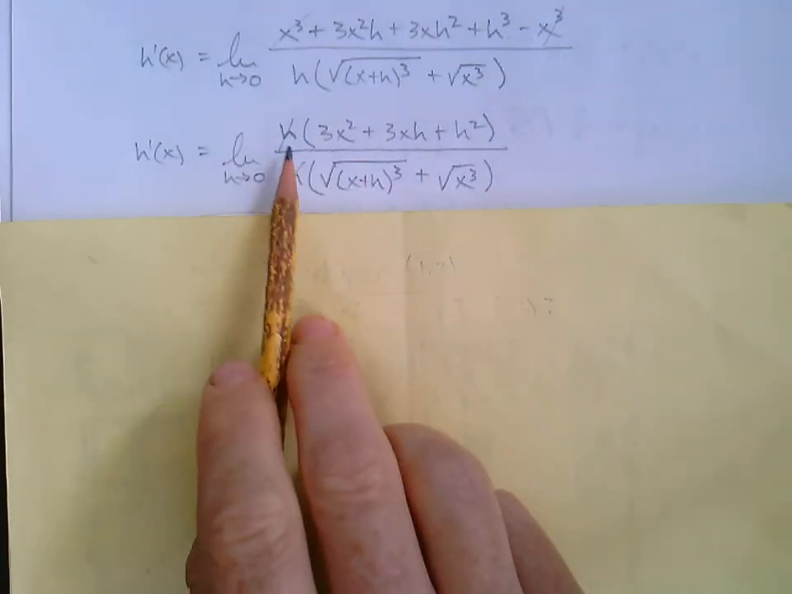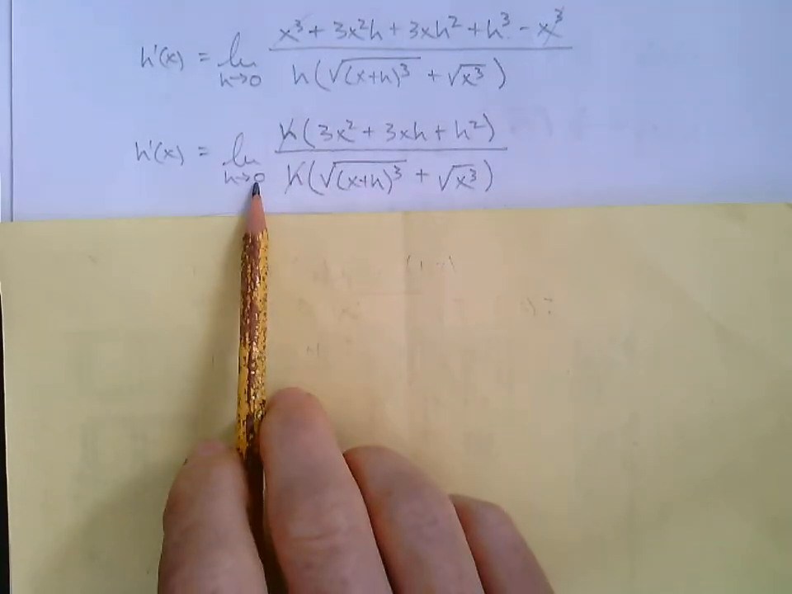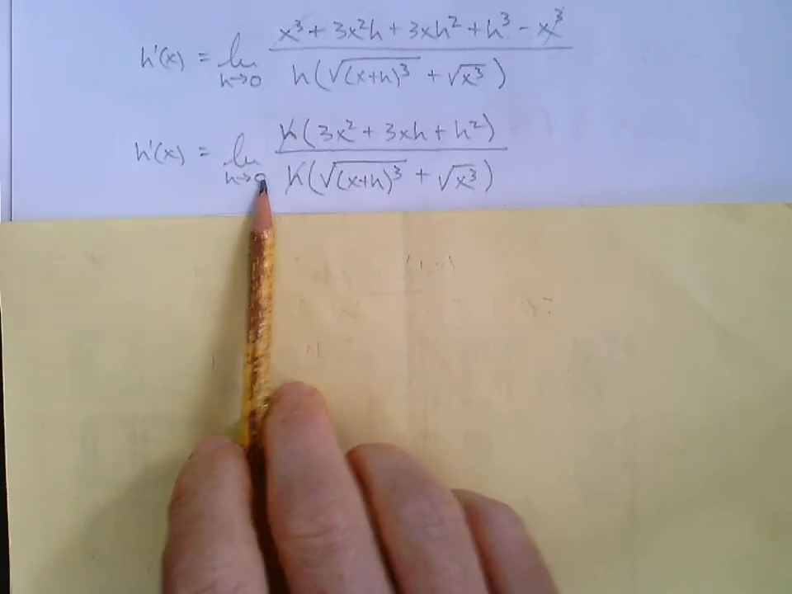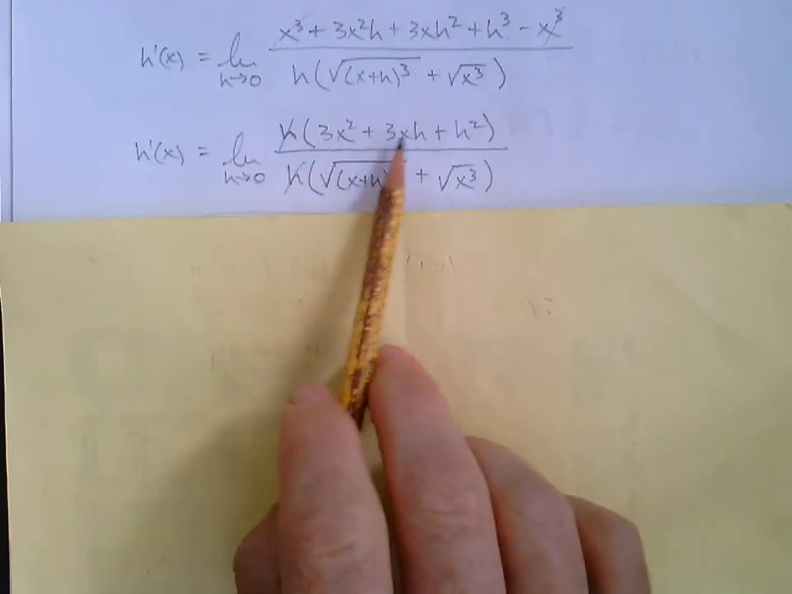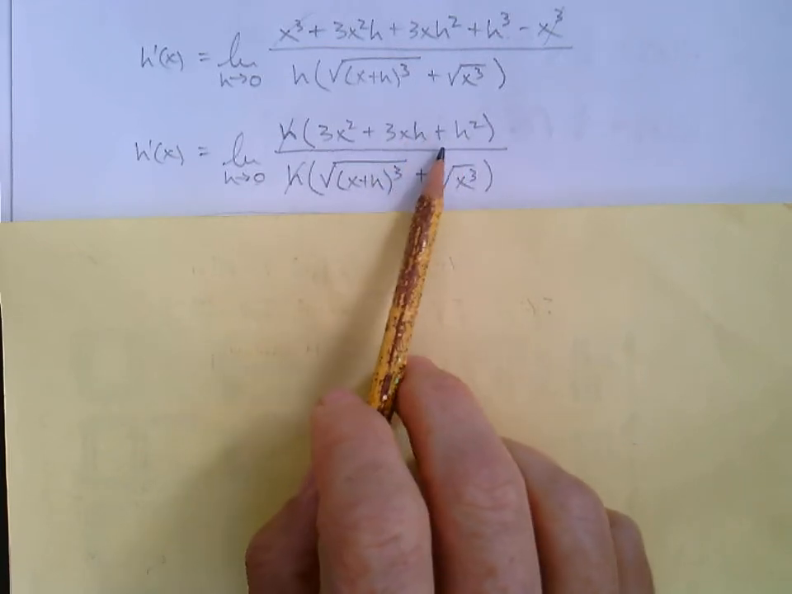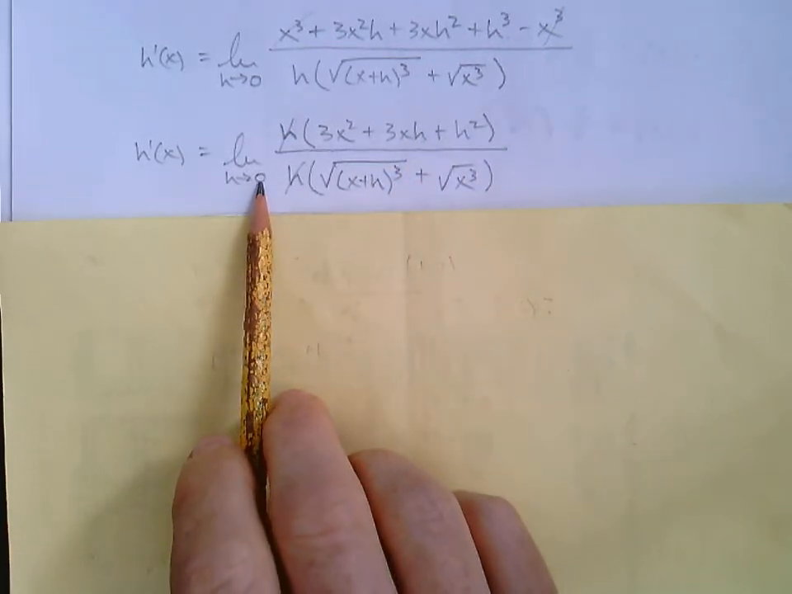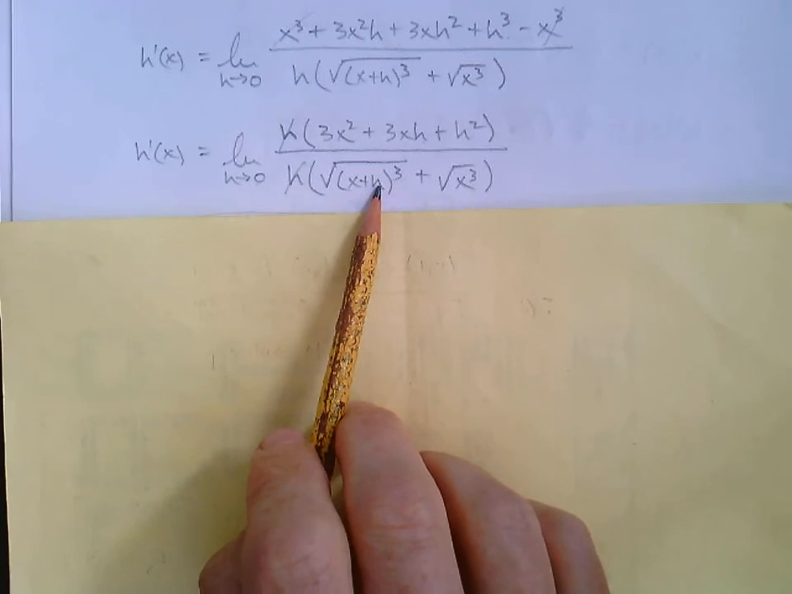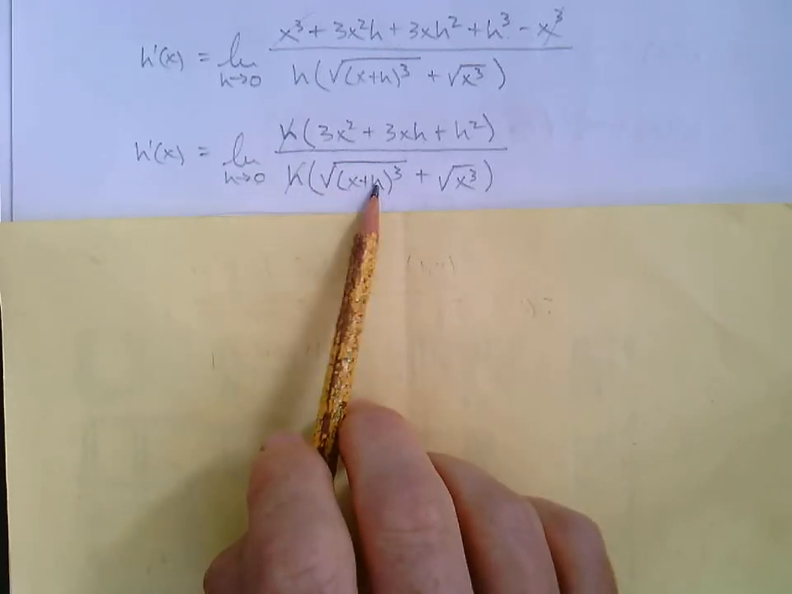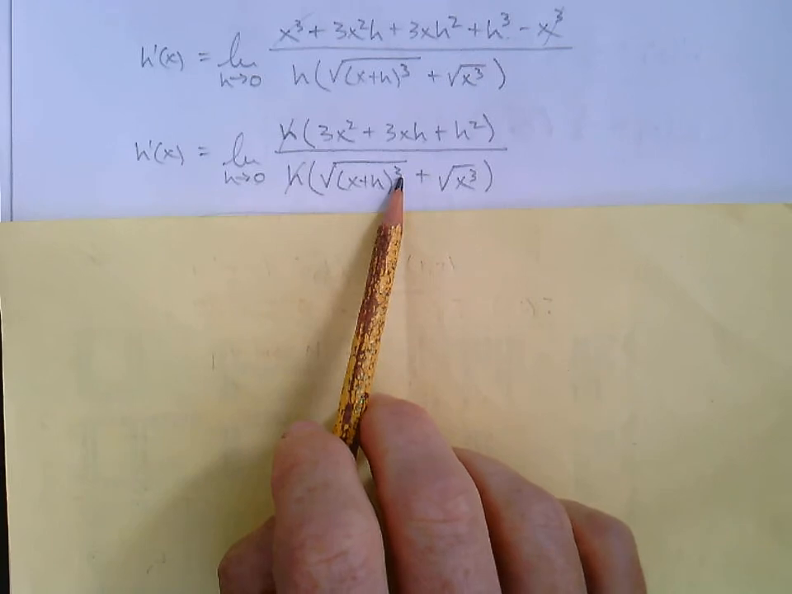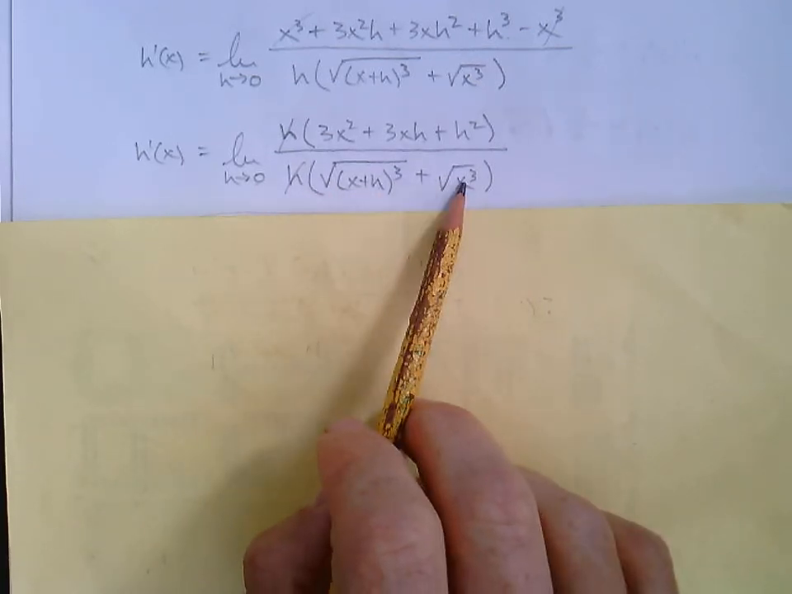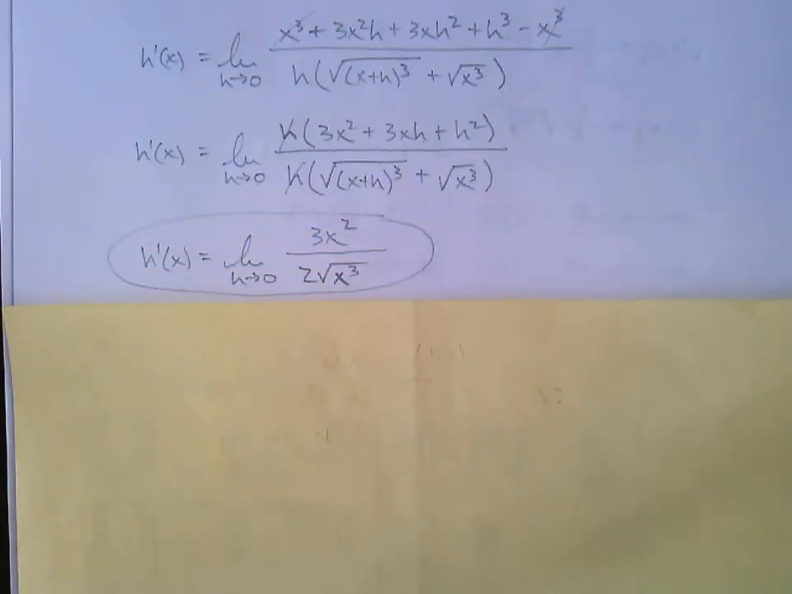Once we have the h canceled, then all we got to do is actually take this limit, plug in the 0 for the h's. Well, if it goes in there and there, these are just wiped out. And the 0 in here, well, what's that going to do? If the 0 goes in there, all I have is x to the third. So my denominator is square root x to the third plus square root x to the third. And this is my final answer.